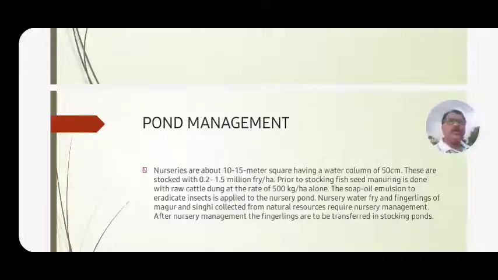These ponds are to be stocked with fry or fingerlings of these air breathing fishes. Prior to stocking of the seed, manuring of the ponds is to be done. The manuring is to be done with raw cattle dung. The raw cattle dung is to be added in water at the rate of 500 kg per hectare and mixed.